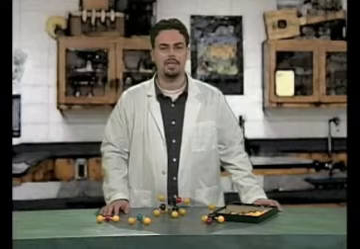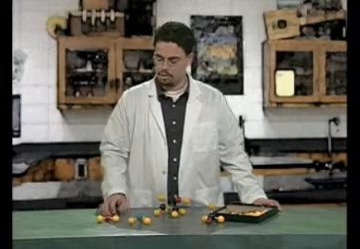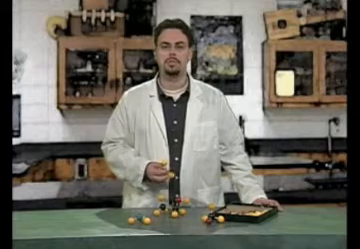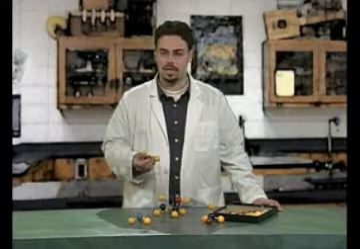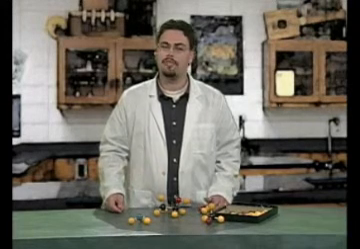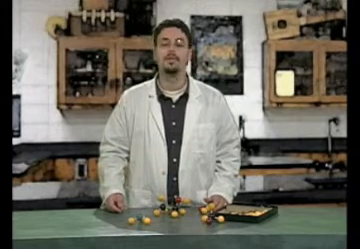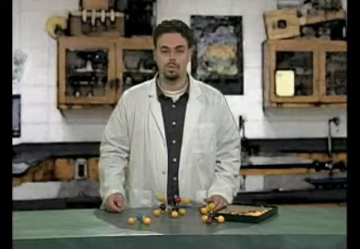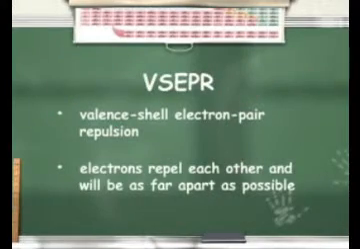It gets a bit more complicated when molecules contain more than two atoms. In order to predict the geometries of these more complicated molecules, we need to understand VSEPR theory. VSEPR stands for valence shell electron pair repulsion. The VSEPR theory basically says that since electron pairs will repel each other, the pairs of electrons surrounding the central atom in a molecule will be as far apart from one another as possible.